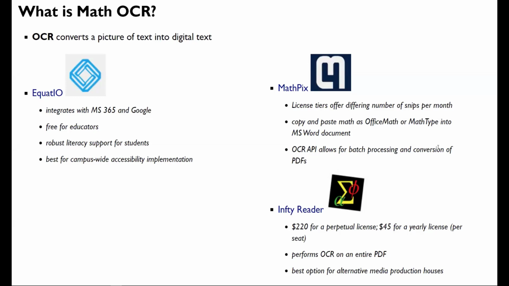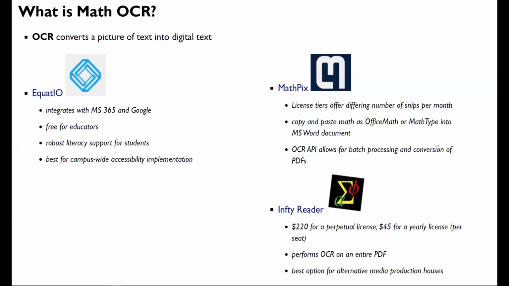I'll talk later about LaTeX, which could be used to convert directly to MathML. But let's say you just had a picture of math from a publisher's textbook or from an article someplace. It's just a picture of math, and you wanted to quickly get it into Microsoft Word or another format where the math is accessible. There are a variety of tools now that you can use to do that.